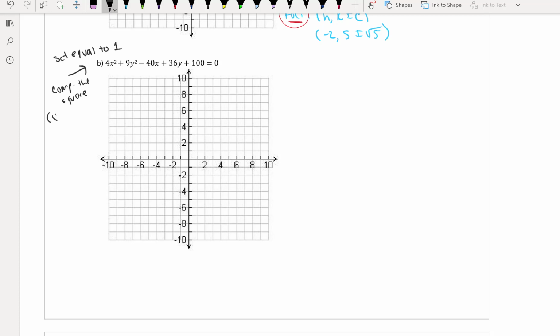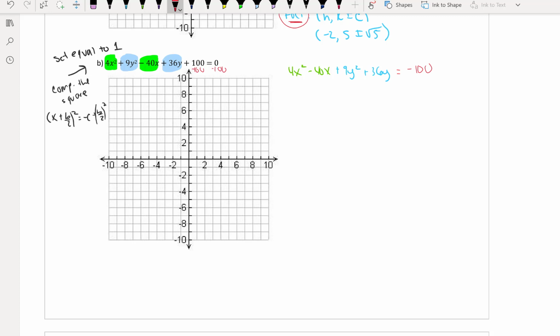And that was x plus b divided by 2, squared, is equal to -c plus b divided by 2, squared, in case you forgot. Okay, so I'm going to rewrite this, and I'm going to clump my x's together. So here's an x, and here's an x. So I have a 4x squared minus 40x. Now I have my y's that I'm going to be dealing with. So I have a positive 9y squared plus 36y. And I'm going to subtract 100 from both sides. So this is equal to a negative 100.